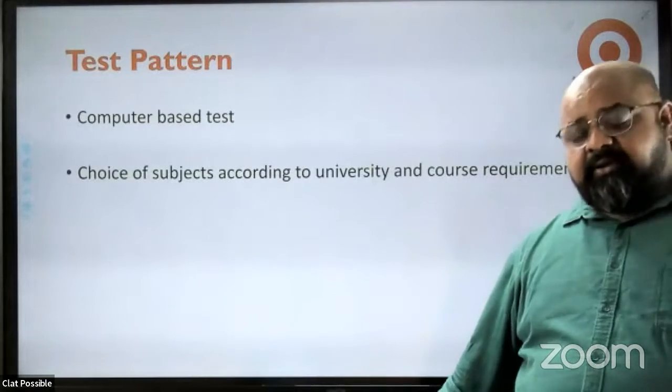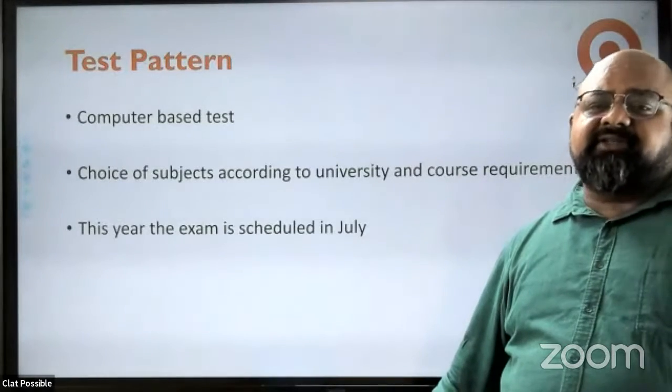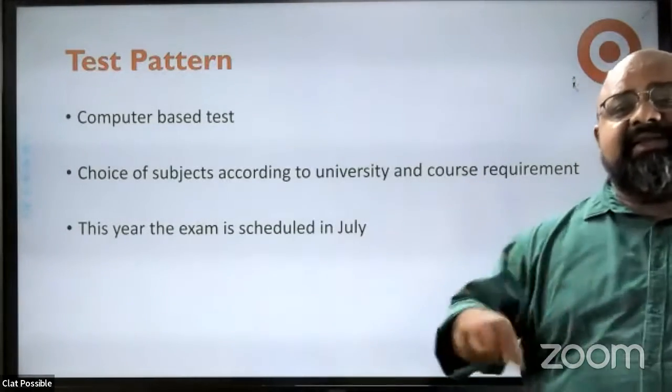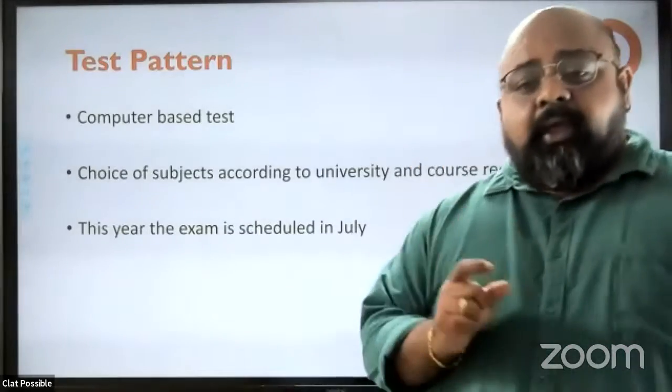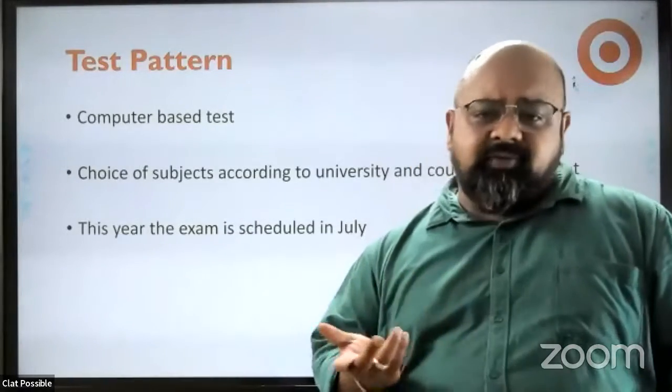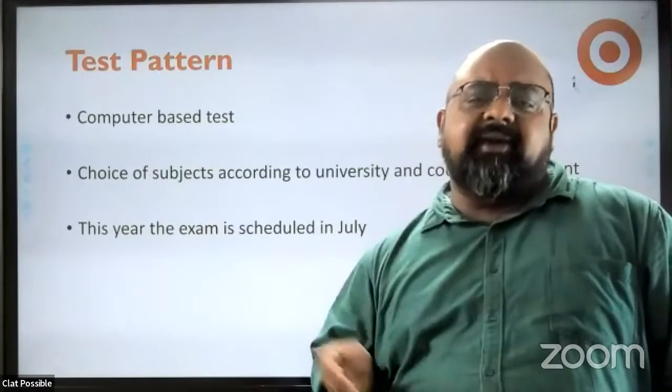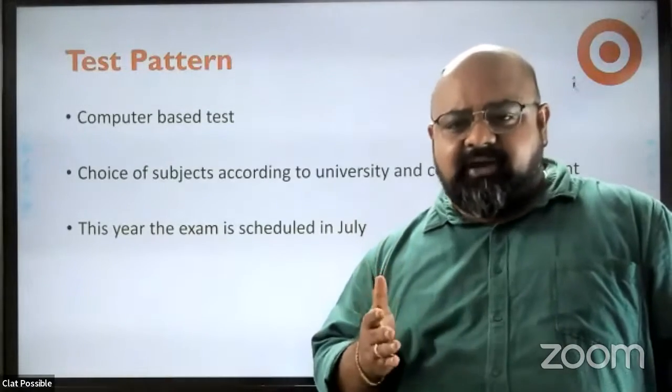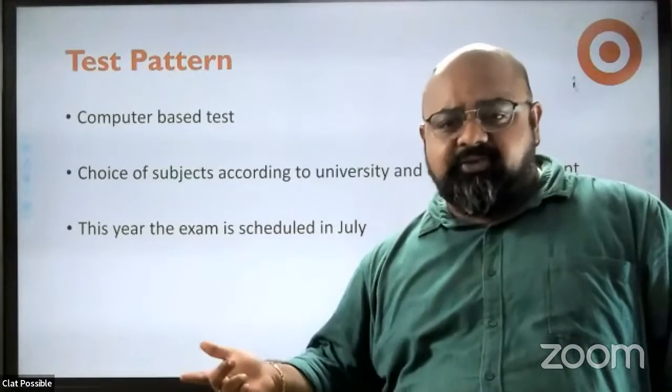Choice of subjects, again, the subjects that you have to choose depends on the university and the course that you're applying for. This year, the exam is scheduled in July. Now, someone who's giving the boards this year, your boards end somewhere around June, and therefore you have about a month before CUET happens.